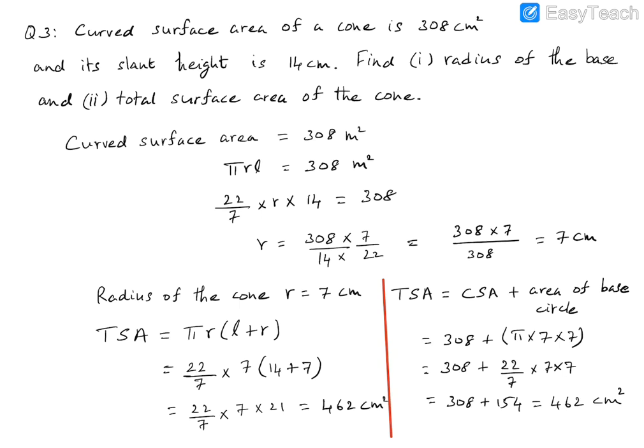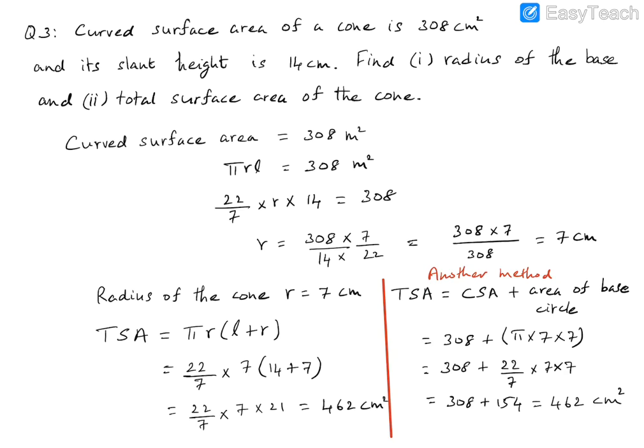So what I have done on the right hand side here, on the right side, this part of the solution is just an alternative way of calculating the total surface area. So we could use either this method, the normal formula for the total surface area, or we could have used our knowledge that the total surface area is equal to the curved surface area plus the area of the base circle. So this part is basically another method. You could use any of the methods and you should get the same answer irrespective of the method that you use, as long as your procedure is correct.